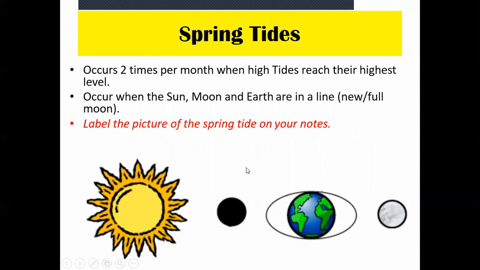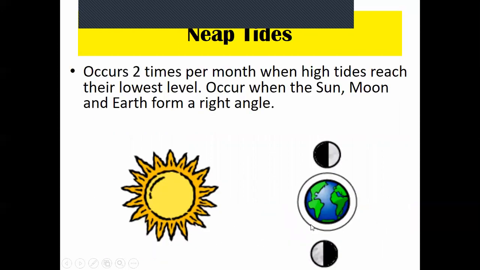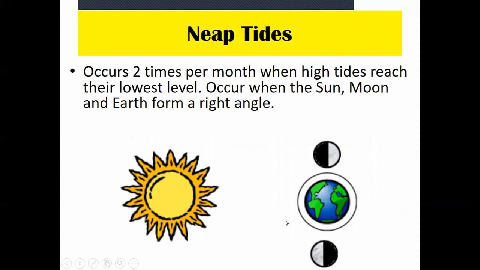Can you see that? Yes. So it's all of them at the same line, as you can see. And in neap tide, only the earth and the sun are in the same line, while the moon position is actually perpendicular or forms a right angle with the earth.